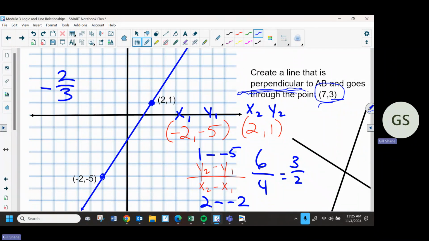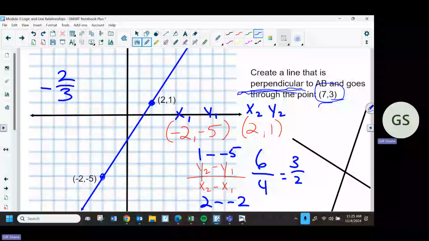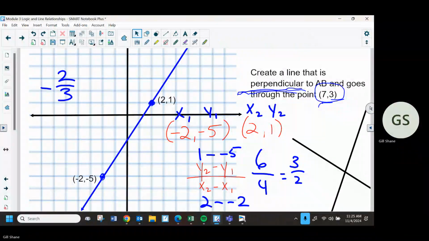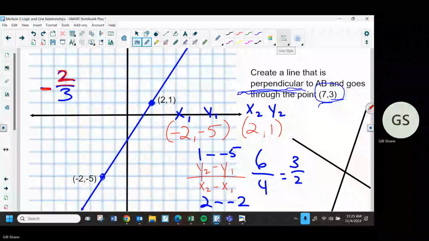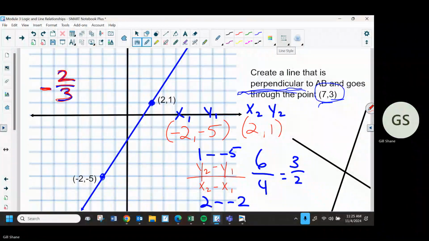I know the line I'm going to draw has to go through that point. Actually, let's change. So this is going to be the perpendicular line in there. So I'm going to go through 1, 2, 3, 4, 5, 6, 7, 1, 2, 3. So I'm going to go through that point right there.